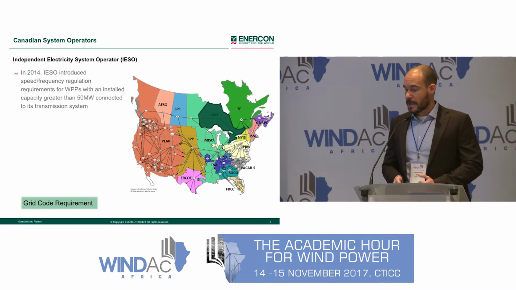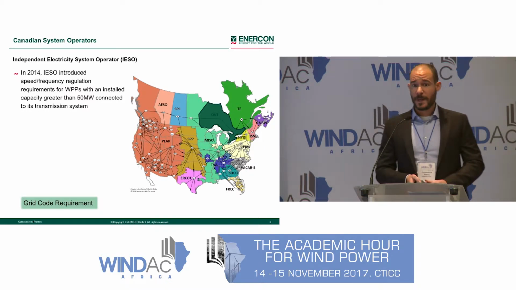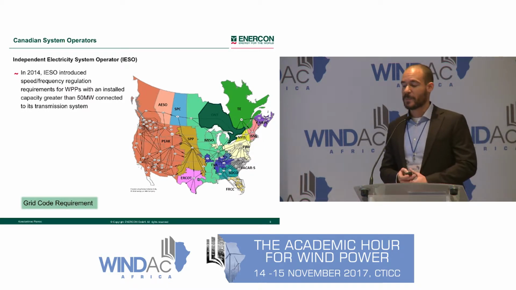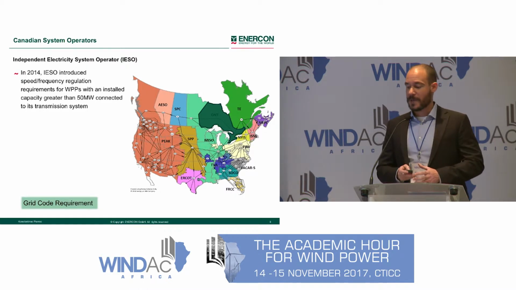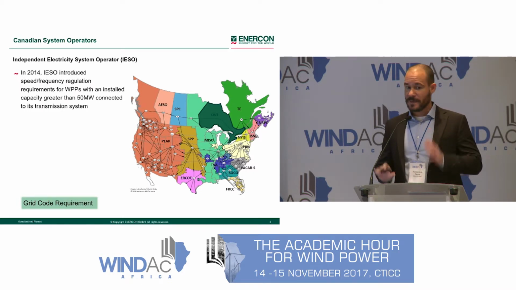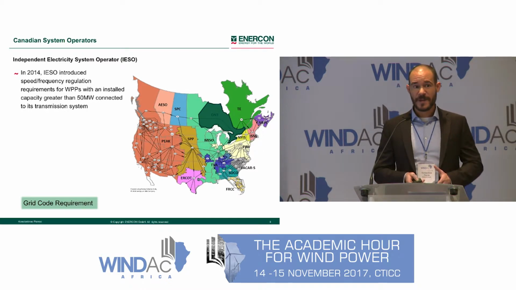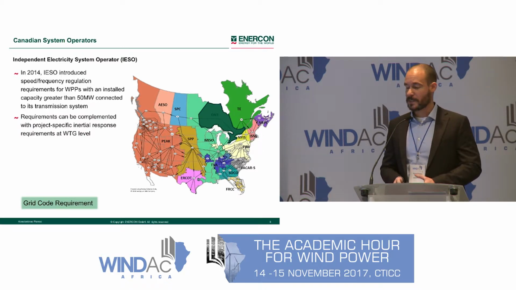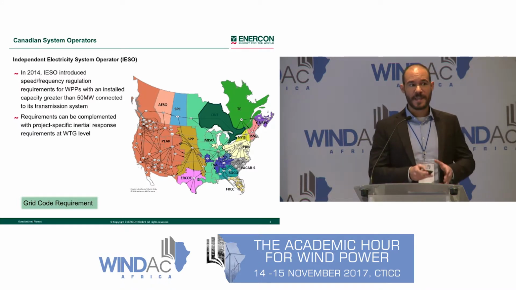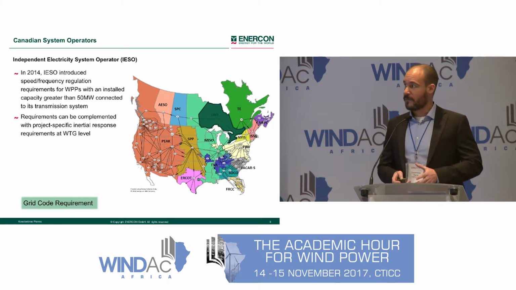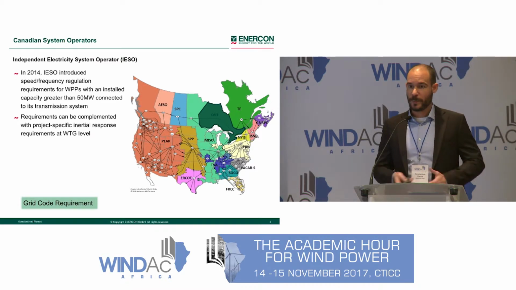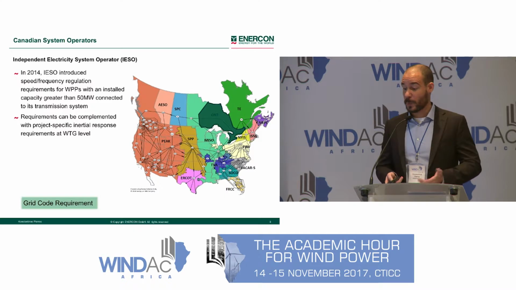That's here. Following the example of Hydro-Québec, the Independent Electricity System Operator introduced speed and frequency regulation requirements for wind power plants with an installed capacity of more than 50 megawatts connected to its transmission system. These requirements can be further complemented by project-specific synthetic inertial response requirements at the wind turbine level through the system impact assessment studies that form part of the connection process of any project.